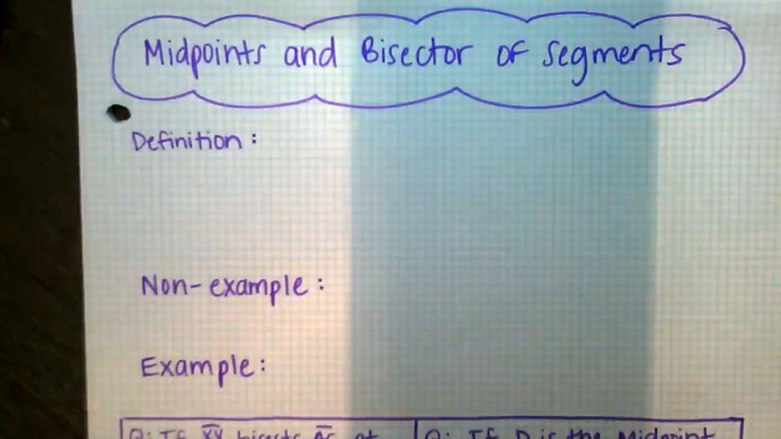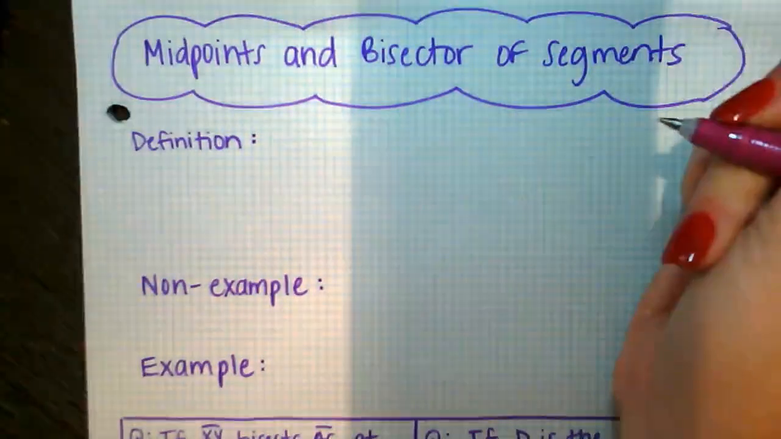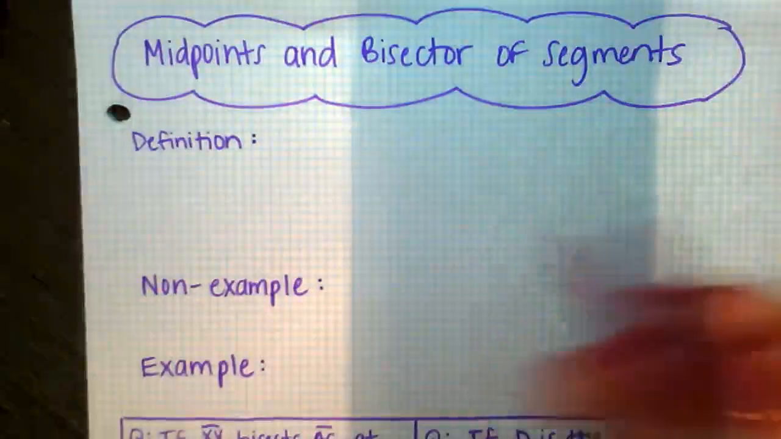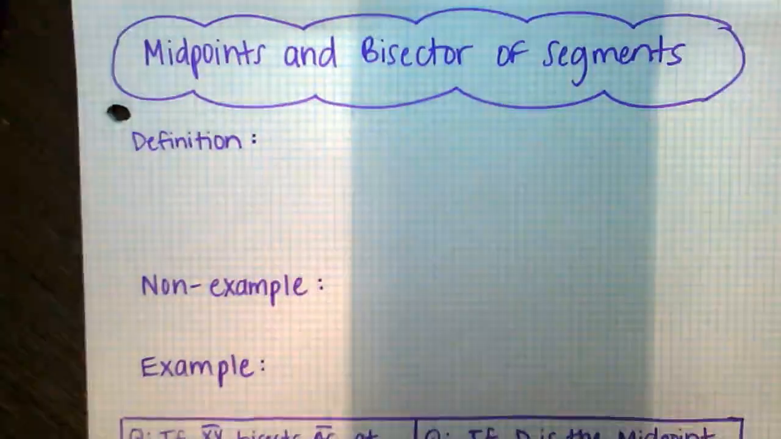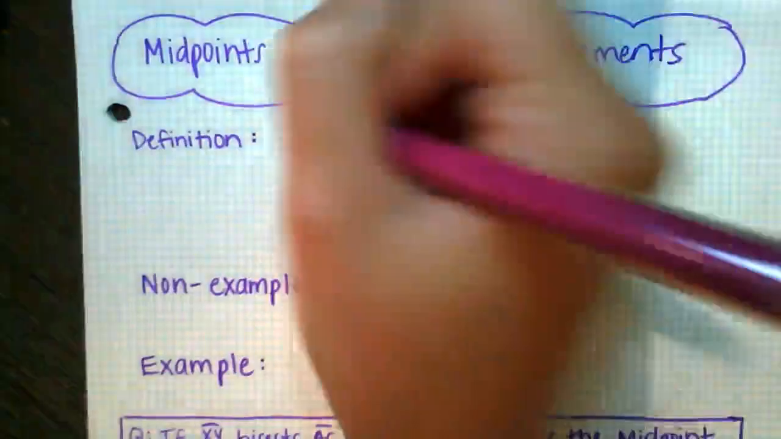Alright guys, go ahead and get out a sheet of paper so you can take some notes over this stuff. We're going to start with defining bisects and midpoints.